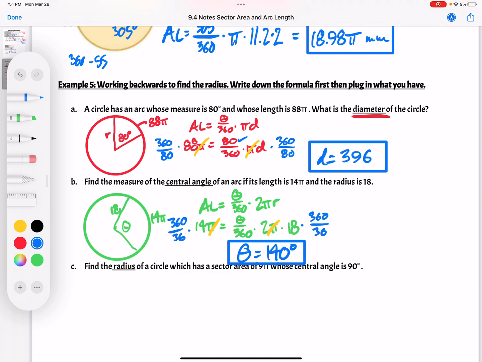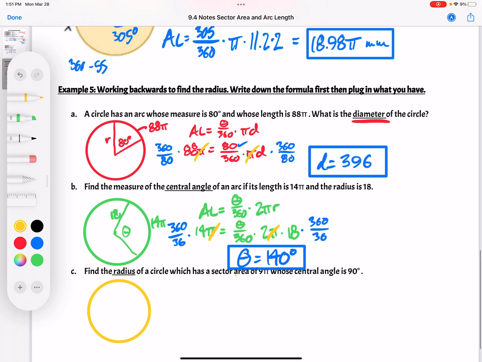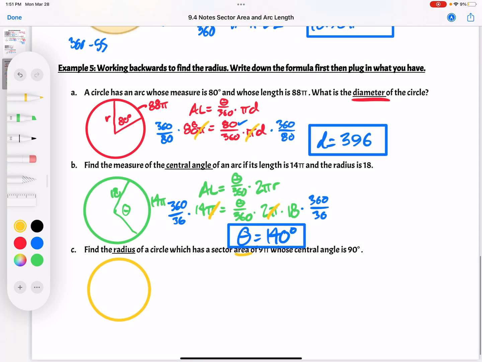All right, last one. One more circle. Now we're looking for area, so we're going to use a slightly different formula. So we have a 90-degree central angle. And the area of the sector is 9 pi. What is the radius? All right, so area of the sector equals theta over 360 times pi r squared. So this is 9 pi equals 90 over 360 times pi r squared.